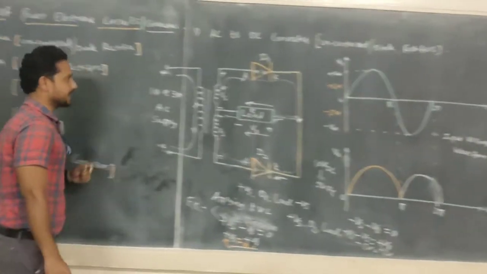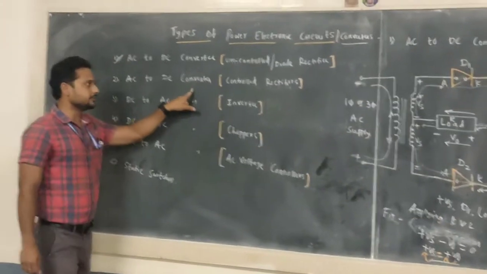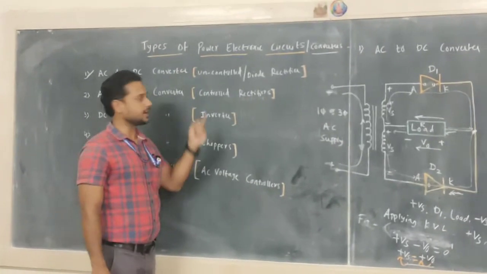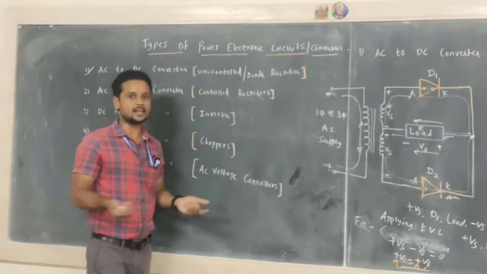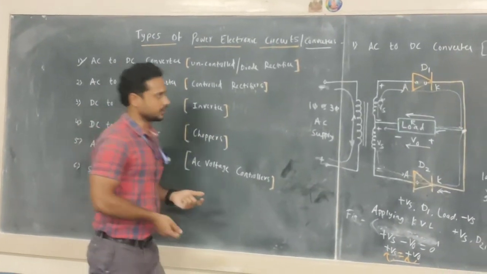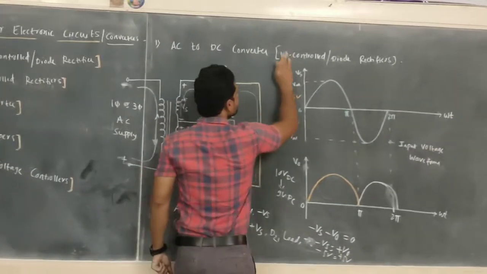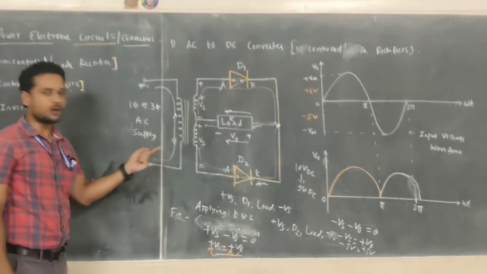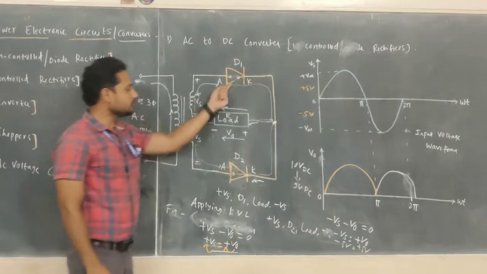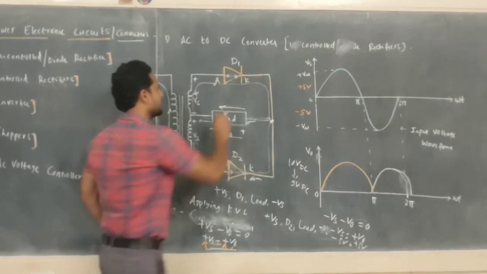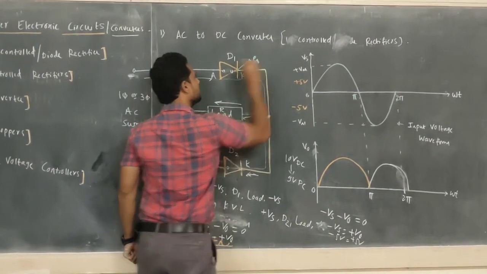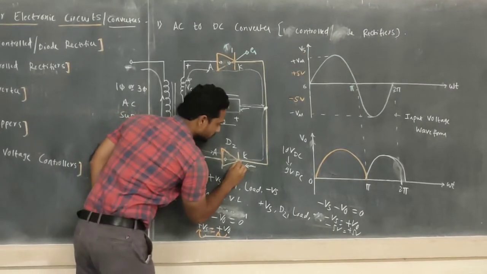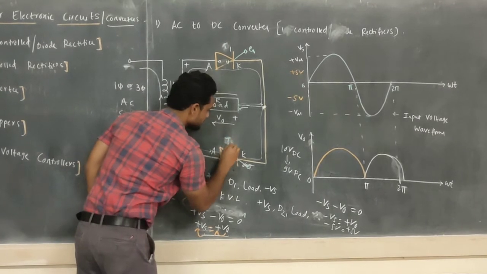When you go for the second concept, AC to DC converter, that will be your controlled rectifier. If you are capable of understanding the first one, the second one can be analyzed very easily with a slight modification. The only modification you have to make in the circuit diagram is that in place of the diode, you make use of a thyristor. Simply add one gate terminal here, and that will become your thyristor T1. Add one more gate here, and this will be your thyristor T2.